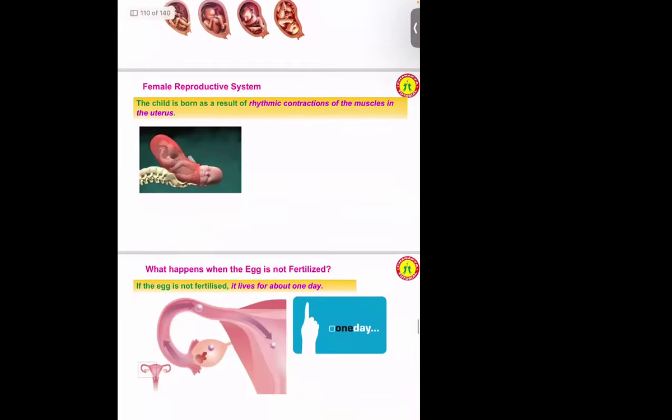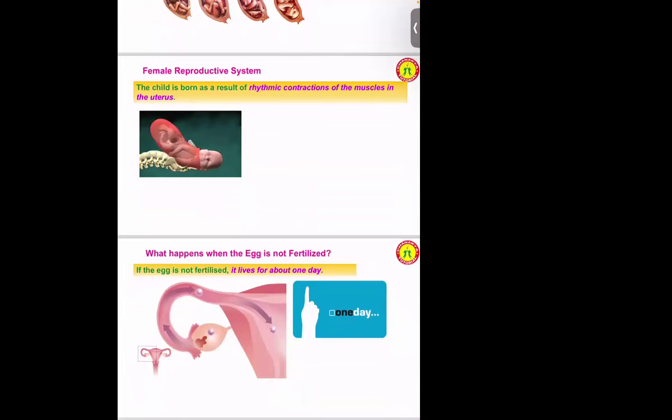Then the child is born as a result of the rhythmic contraction of the muscle in the uterus. You might have heard many times that during the 9-month period, or nowadays very commonly even during the 8-month period, the contraction of the uterus starts developing. Because of that contraction in the uterus muscle, slowly and gradually the child will come out.